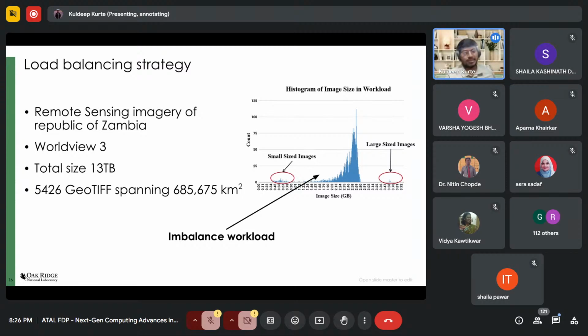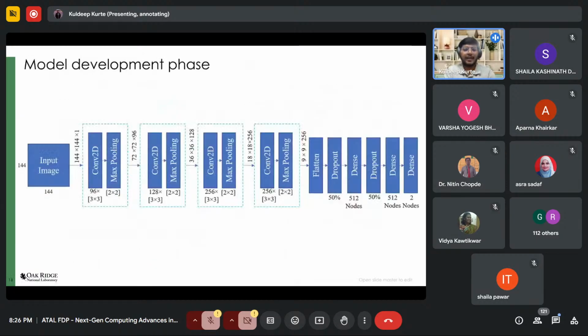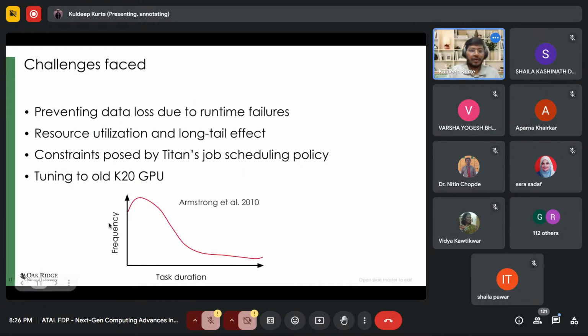Now, here is a question. If we allocate 5426 nodes on the Titan supercomputer, and in a naive sense assign one image to each node and ask it to process, and we submit that entire thing as one single job, what will happen? Let's think about it and try to connect that with the long tail effect.